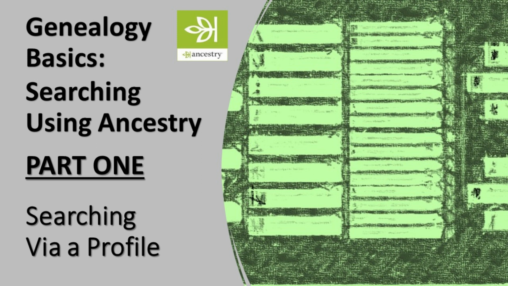The first one will be profile, the one we're listening to now. The second one will be searching using a catalog. And the third one will be clean searching. It's important that you understand as an Ancestry user how to get the best out of Ancestry. It's an expensive tool, and you need to make the most of it.